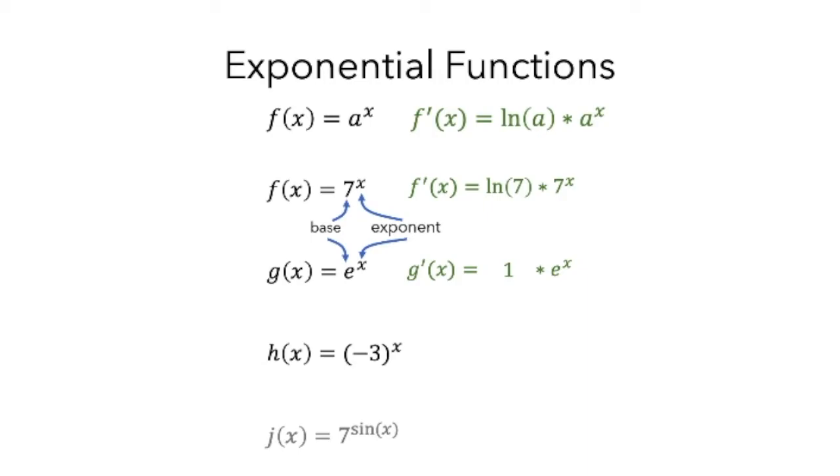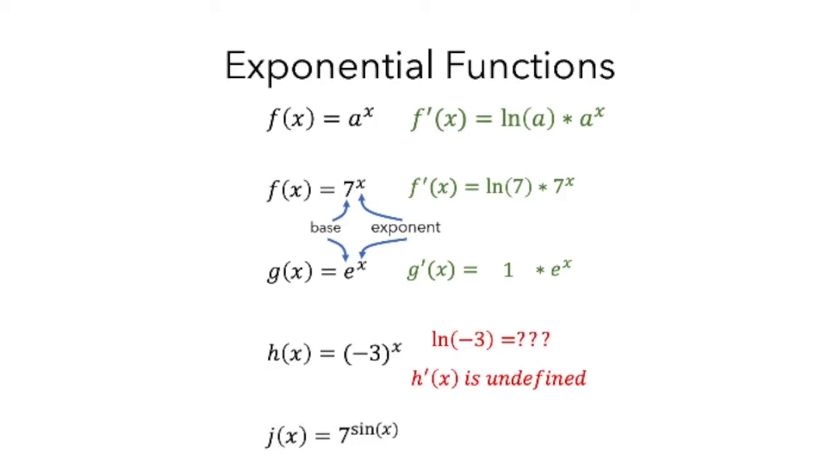If you look at h of x, it has a base of -3 and an exponent of x. But if you try to use the rule to find the derivative of h of x, you run into trouble because the natural log of a negative number is not a real number. So you cannot use the rule with h of x to find the derivative.